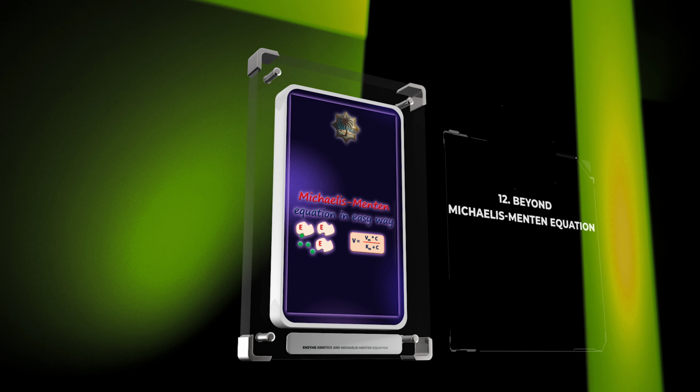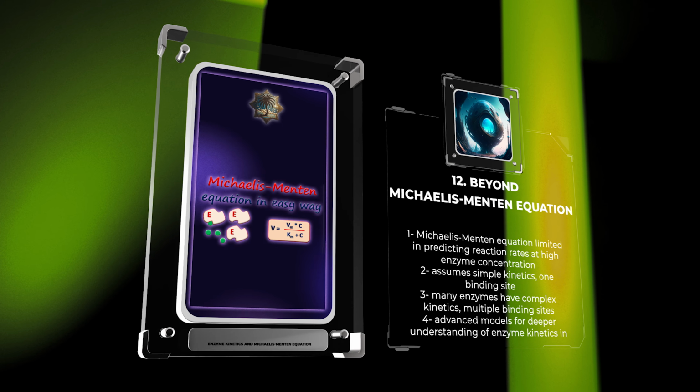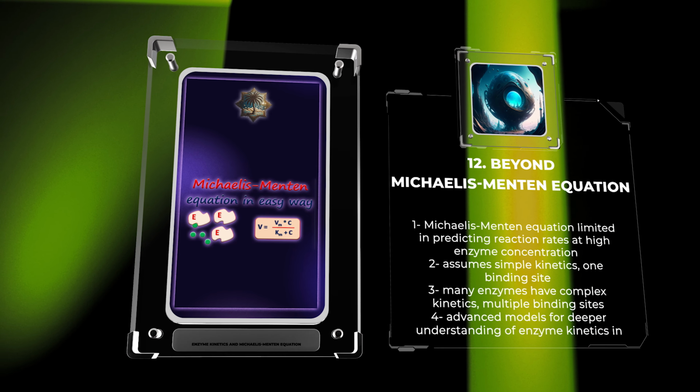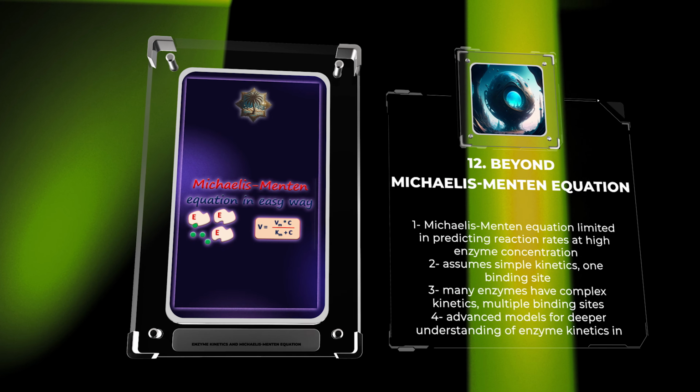The Michaelis Menten equation is limited in predicting reaction rates when enzyme concentration is high. It also assumes simple kinetics and one binding site, while many enzymes have more complex kinetics and multiple binding sites. Advanced models consider these factors for a deeper understanding of enzyme kinetics in biological systems.